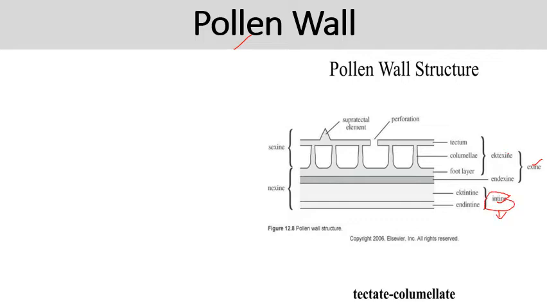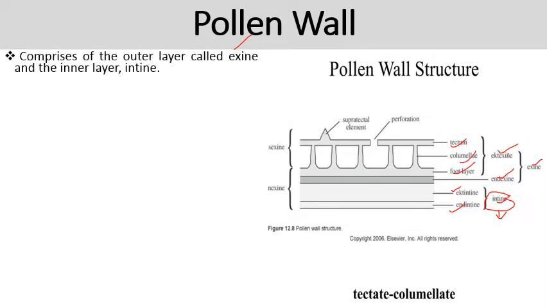और ये भी further दो layers में differentiate होती है, that is ect-intine and endintine. While this exine is a very complex layer, it is broadly divided into two layers again, that is ectexine and endexine. So it is further differentiated into this tectum, columella, foot layer that we will discuss one by one during the pollen wall development. So it comprises of the outer layer called exine and the inner layer intine. और ये जो terms हैं pollen wall layers के लिए, these terms were given by Fritzsche in 1837.